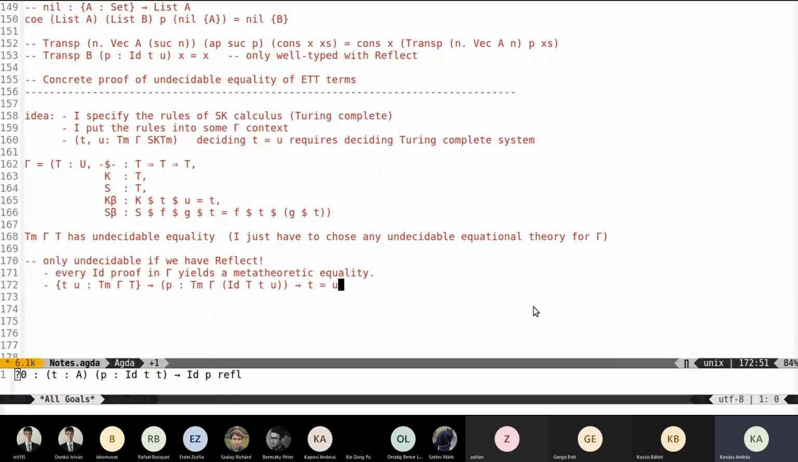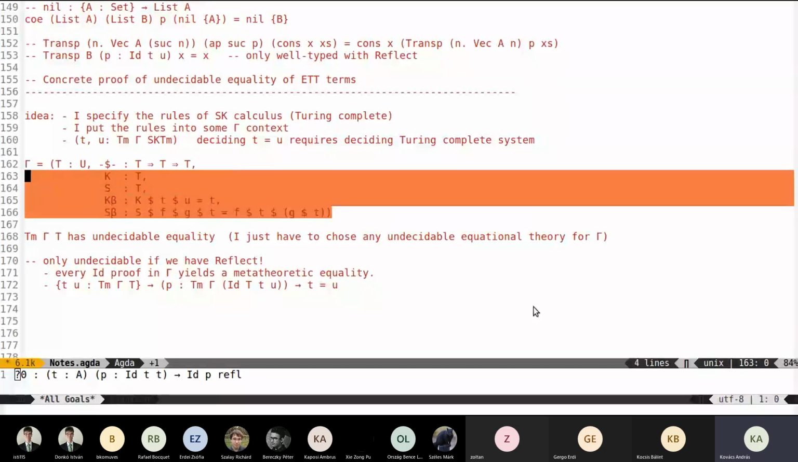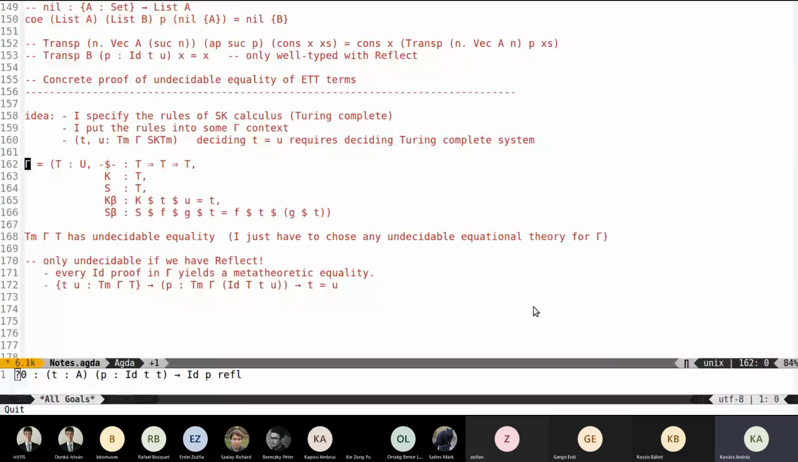And if we don't have equality reflection, then we don't have this implication here. And if we don't have this implication, then it can be shown that this is decidable, because it's just like normal type theory. So if I don't have equality reflection, then it doesn't matter what kind of proofs I can write with this type, because that has no bearing on whether in the meta theory I have an equality of terms. Is this a good answer?